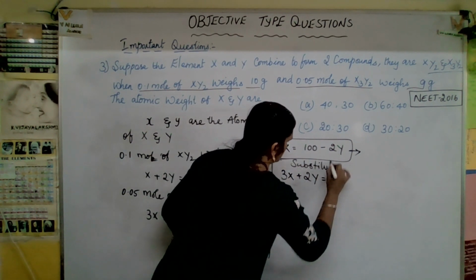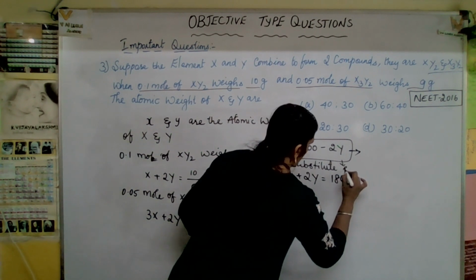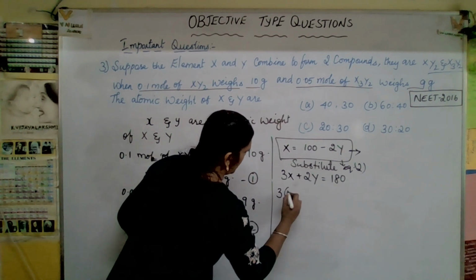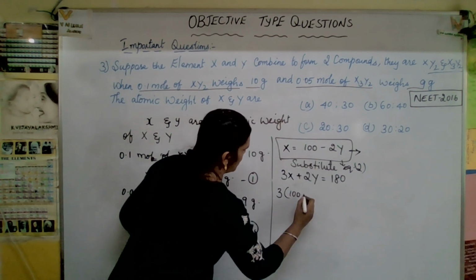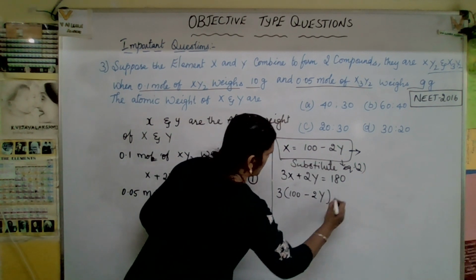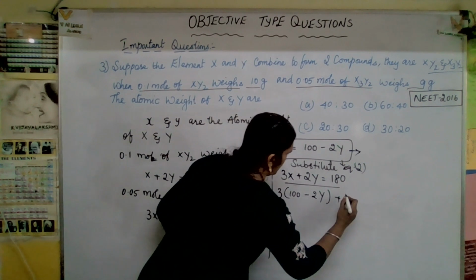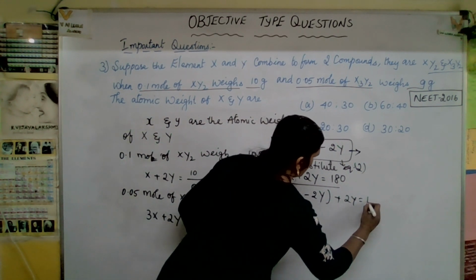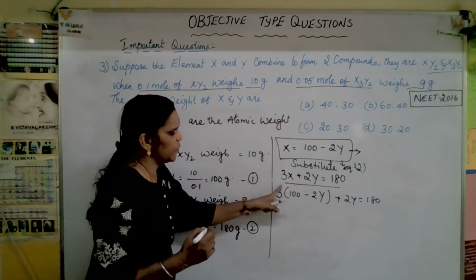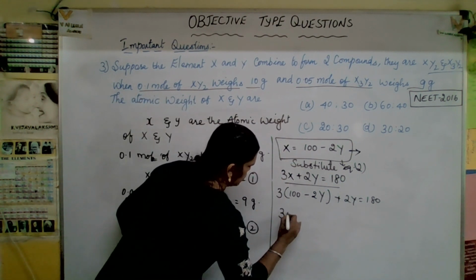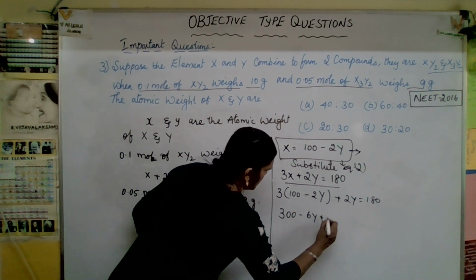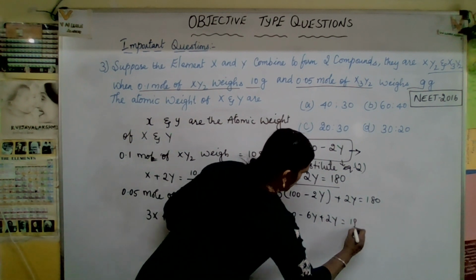Substitute this equation in 2. Okay, so 3 into 100 minus 3, that 2y plus 2y equal to 180. Right? You just apply this value into this. Okay, that means here what you will get is 300 minus 2 3s are 6y plus 2y equal to 180.